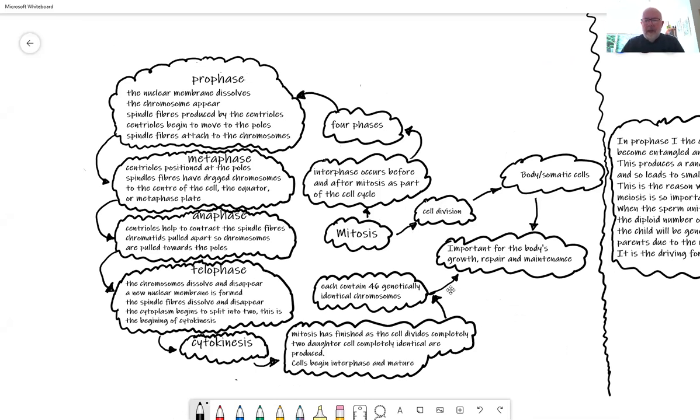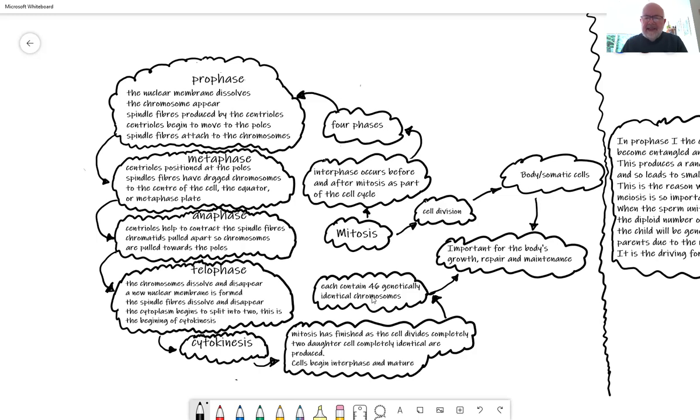In the center of the board, you can see the word mitosis. Now, if we look at the bubbles, these are the connections that we can make to that word. So, for example, cell division, body and somite, and that cell division takes place in the body, or somatic cells, which is the technical name for body cells. It's important for the body's growth, repair and maintenance of those cells.